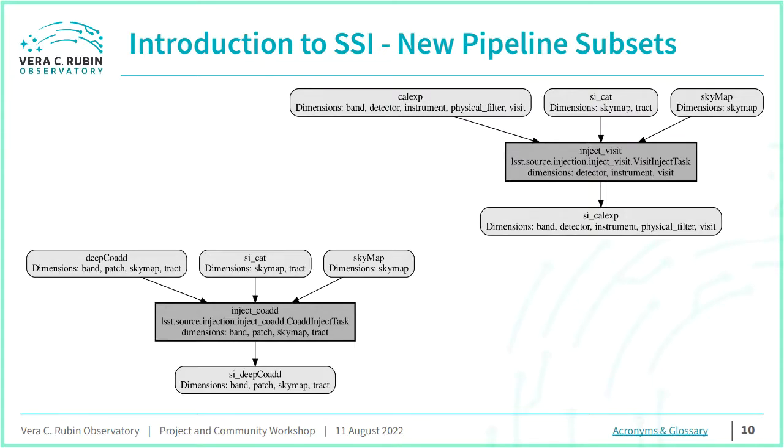For the visit, you take a CalExp, a PVI, a processed visit image, and you inject your synthetic source into that to produce an SI CalExp. And in the coad case, you start with a deep coad and you end up with an SI underscore deep coad. So SI underscore is the kind of prefix that lives alongside everything in this repo. Okay, next slide, please.